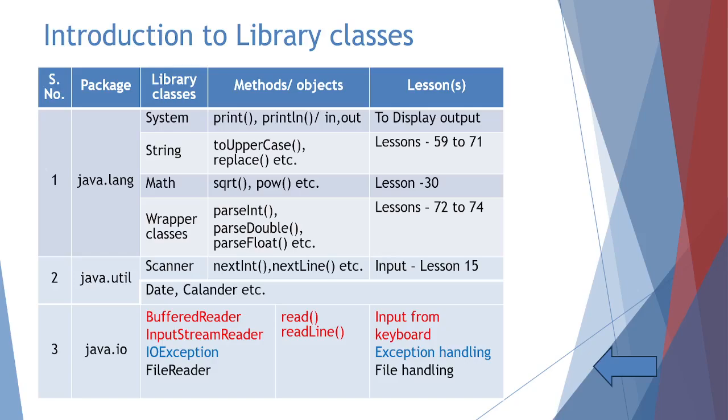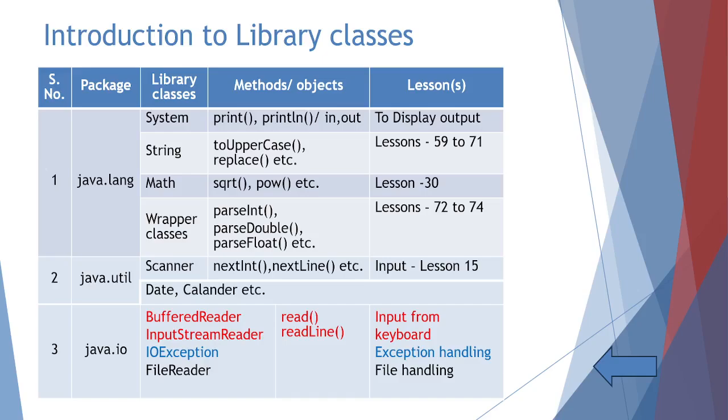Now, with the combination of BufferedReader and Input Stream Reader, we take input from the keyboard. In Java, classes have capital letters for each word. For example, BufferedReader, 2 words, so B and R are capitals. Input Stream Reader, 3 words, I, S, R are in capitals.